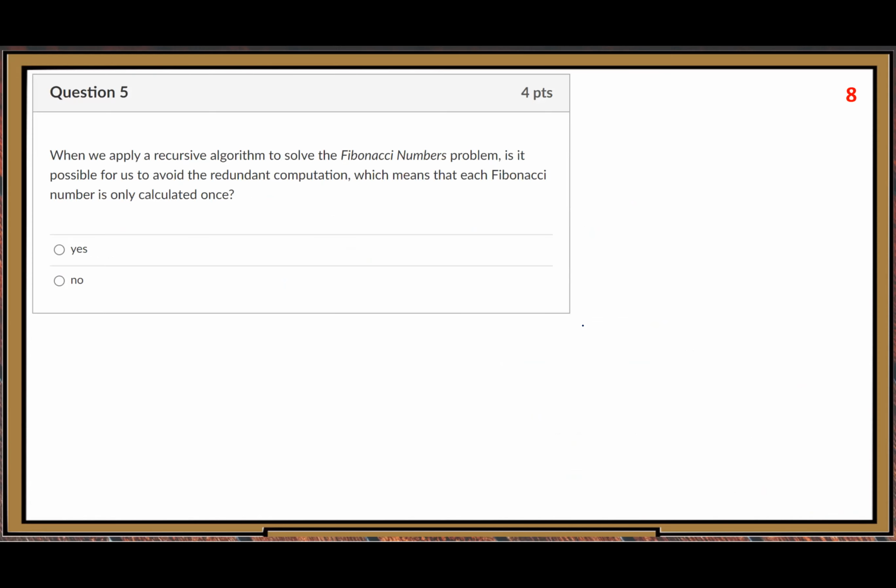Number 5, when we apply a recursive algorithm to solve the Fibonacci. This one also checks if you are familiar with the notes, the content. The answer is yes. Remember, we have several methods. So the answer, there is a recursive algorithm to solve the Fibonacci problem.